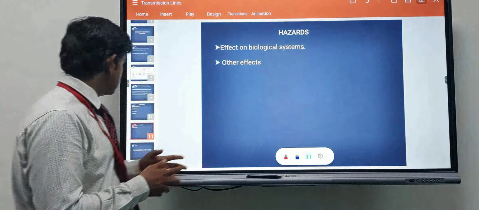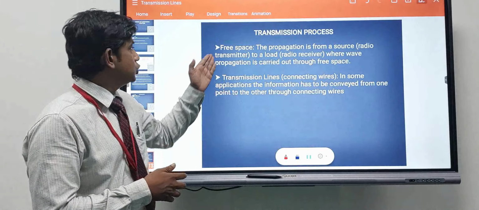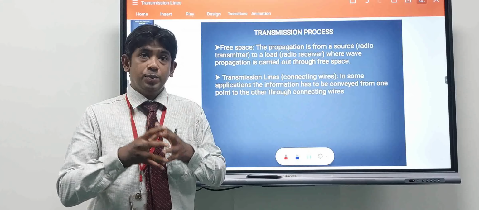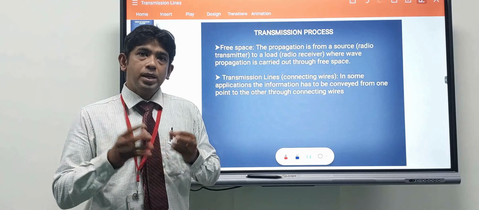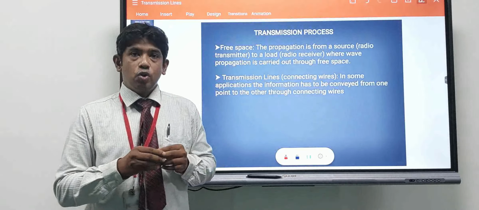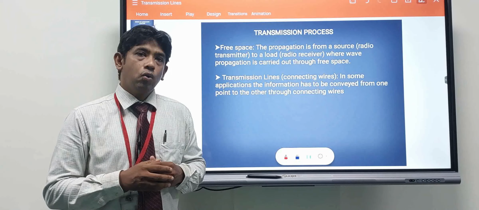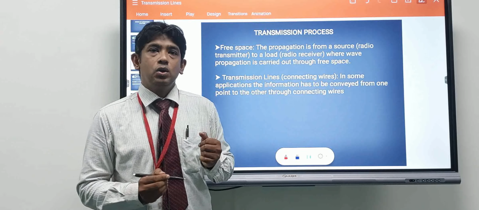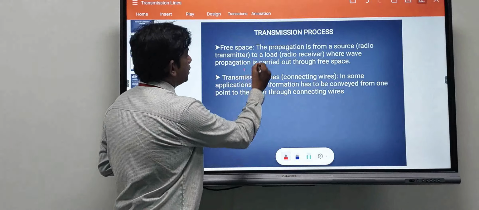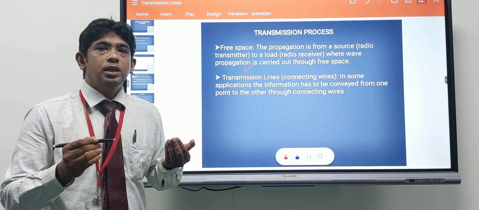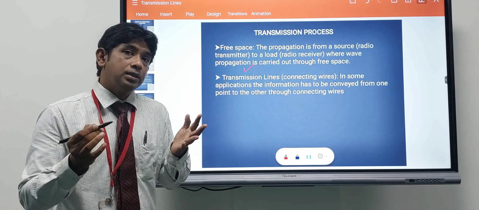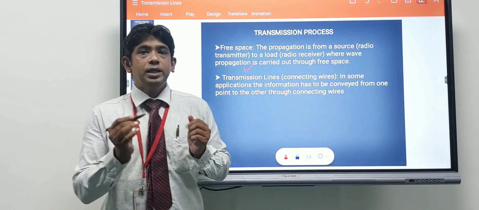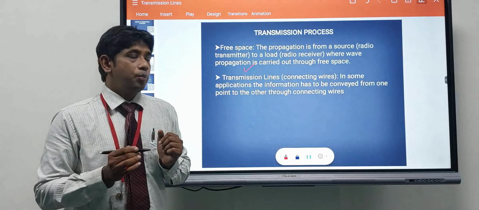Now, in transmission line theory we have two basic parameters: free space and transmission lines, that is connecting wires. An electrical signal containing the information can be transmitted from one point of the system to another point, a certain distance away, through different media like free space. Now the propagation is from a source, that is a radio transmitter, to a load, that is a radio receiver, where wave propagation is carried out through free space. The separation between the source and the load could be very large, or it can also be different. For an example, it can be thousands of kilometers as in cellular communication, or small, that is a few kilometers as in case of microwave communications within a city. This type of wave propagation is called unguided wave propagation.